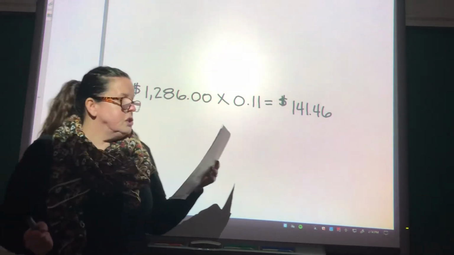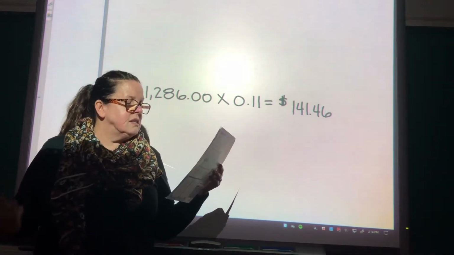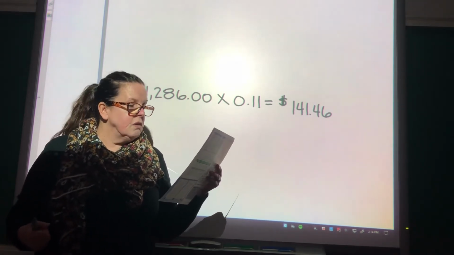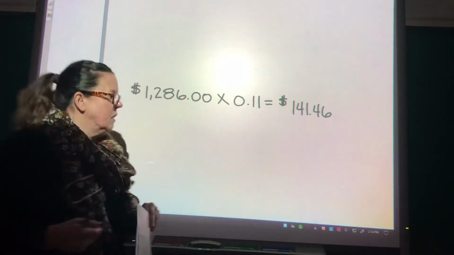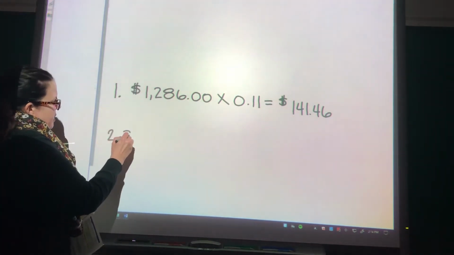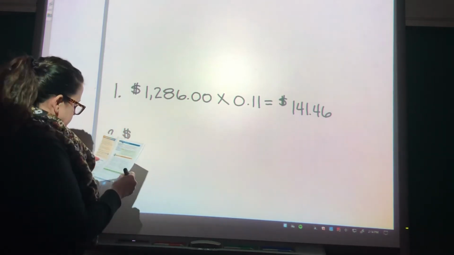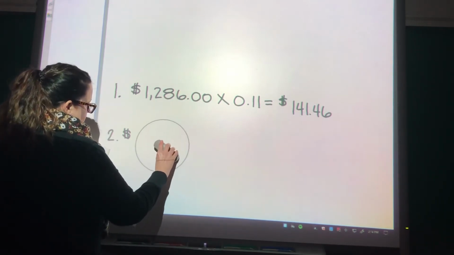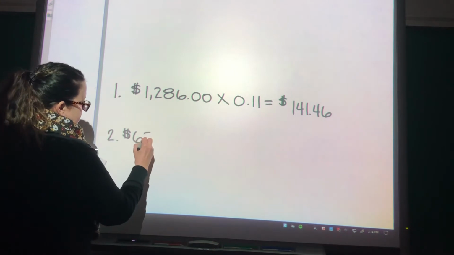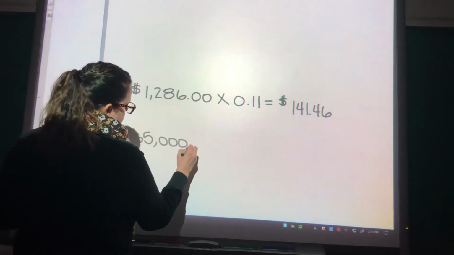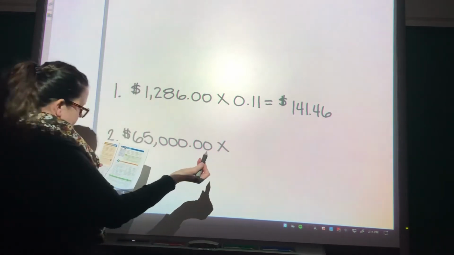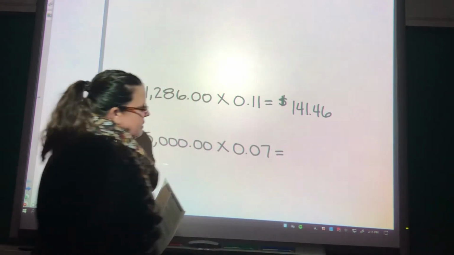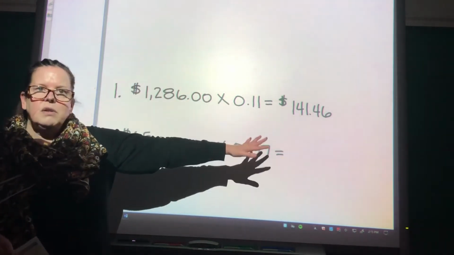Okay, so number two, a real estate agent receives 7% of the sale price of a house for commission. What is the commission for selling a house for $65,000? So I'm going to set this one up for you, and then you're going to finish it on your own. Okay, so the house sells for $65,000. They get a 7% rate of commission, so the decimal is 0.07. So I want you to finish that one on your own.